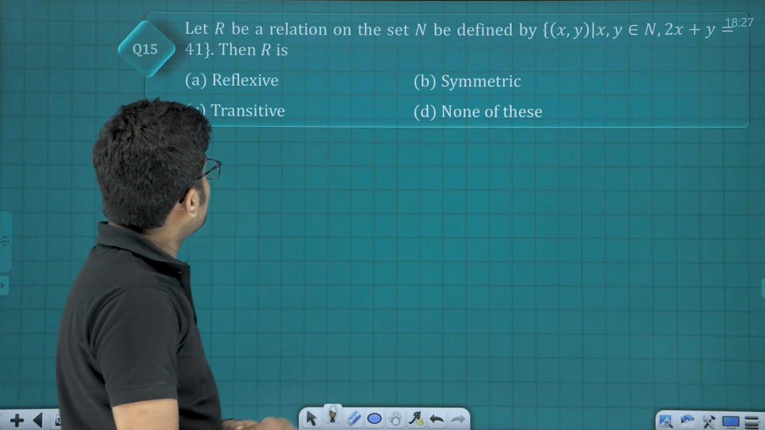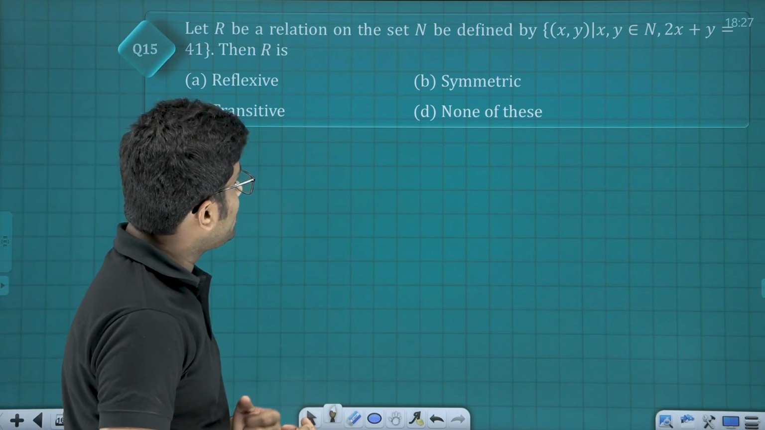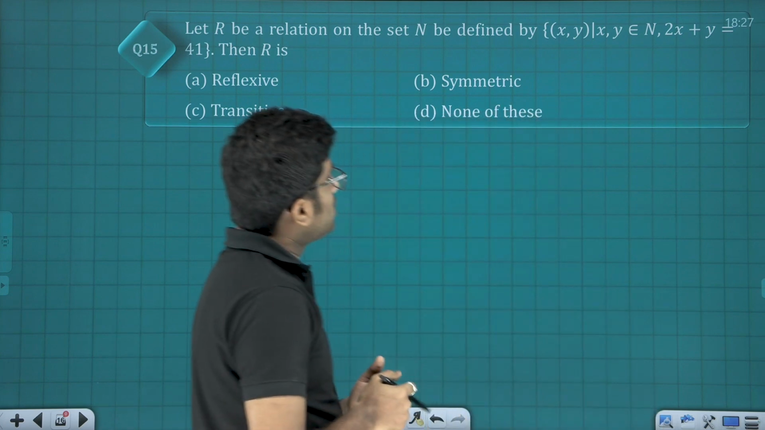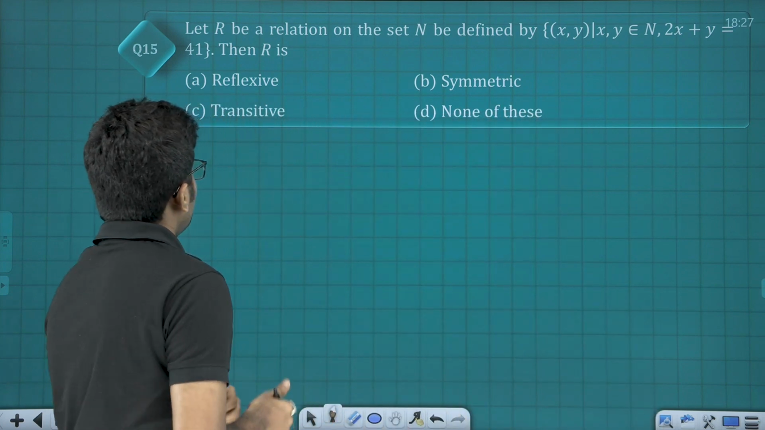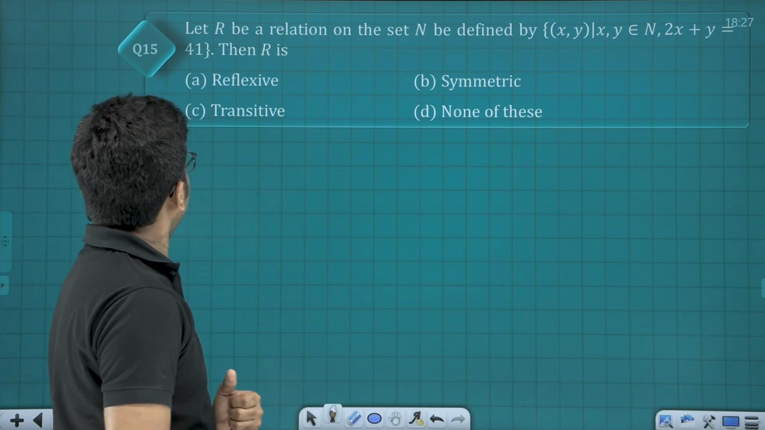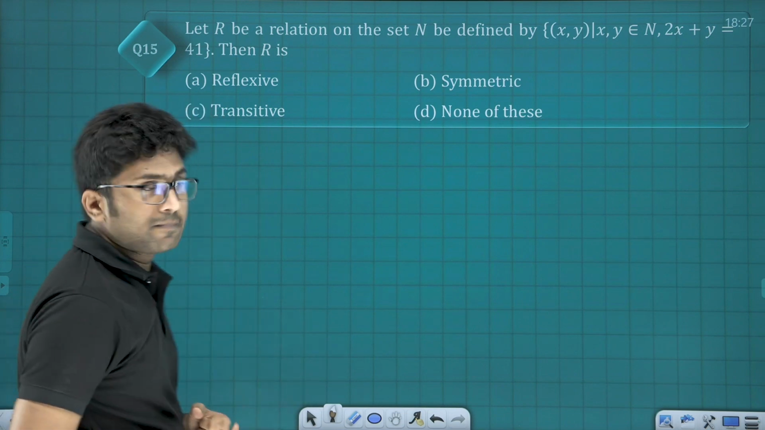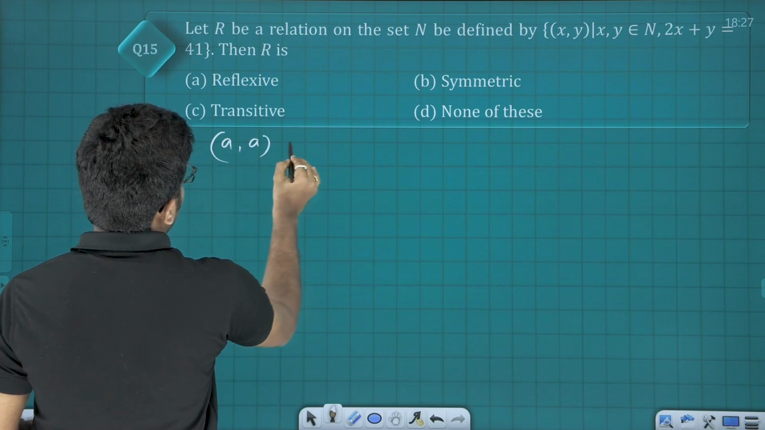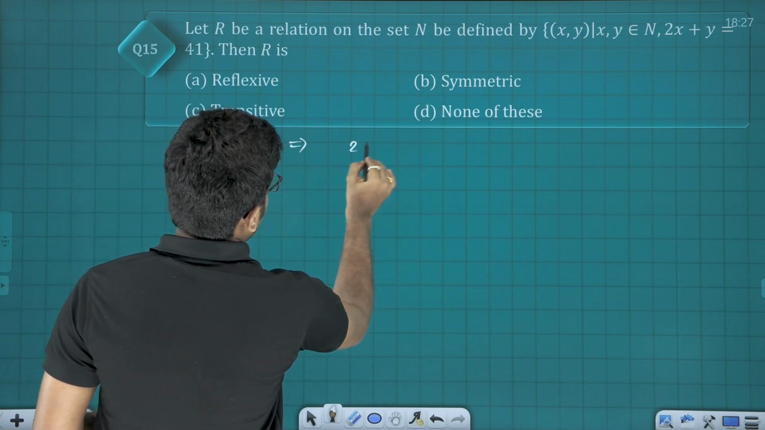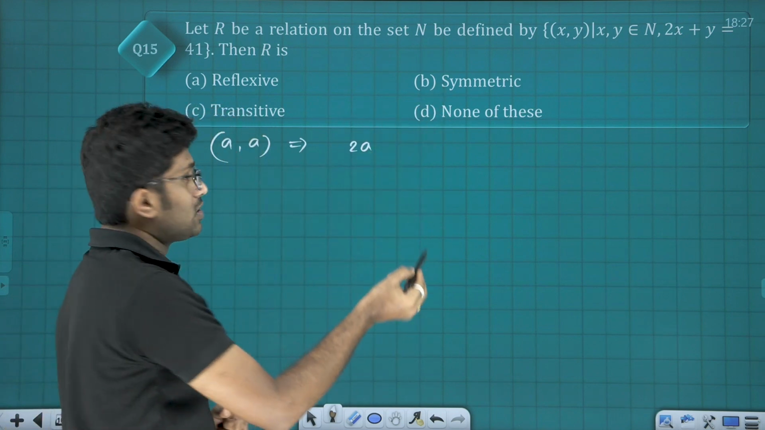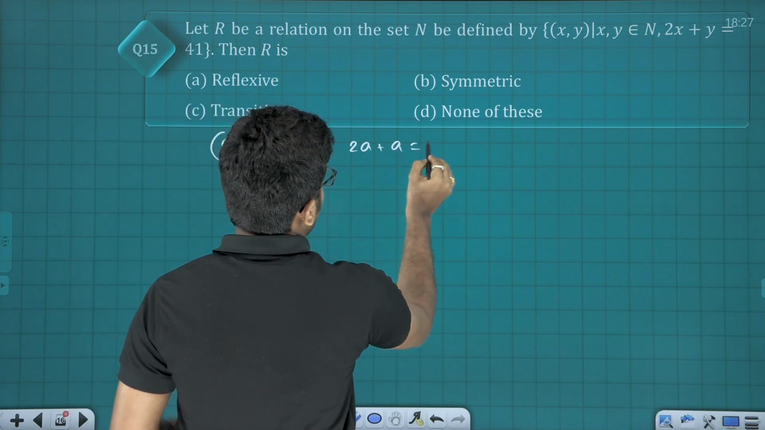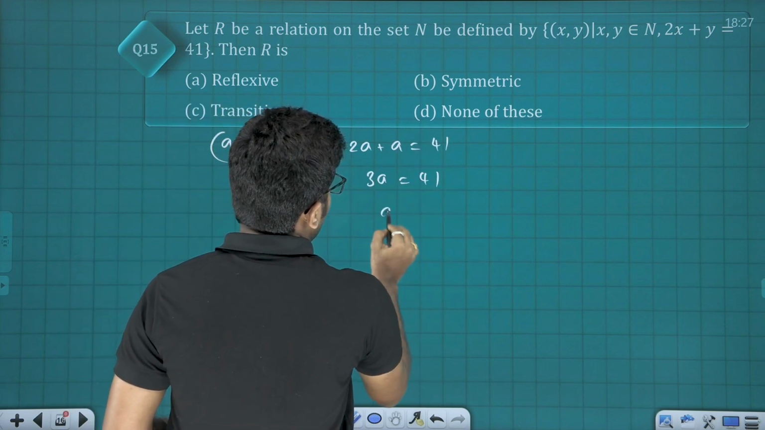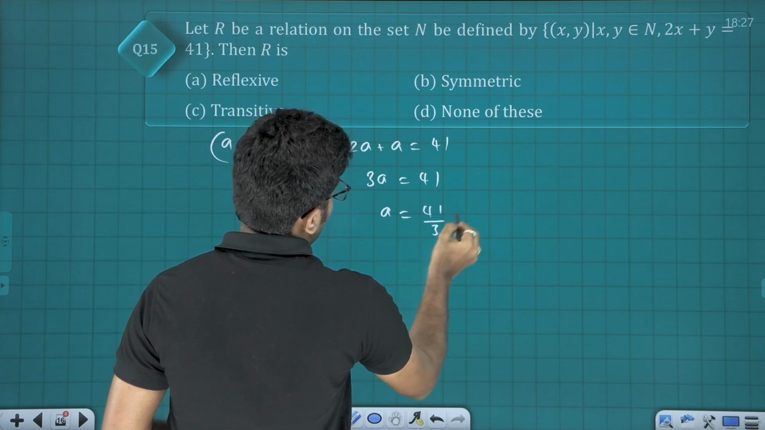Next, 15th question. Let R be a relation on the set N defined such that (x, y) belongs to N such that 2x plus y is equal to 41. Then R is reflexive or what is that? First, to check whether it is reflexive or not, (a, a) should be there, right? So let's put in place of x a, in place of y also a. 2a plus a is equal to 41. 3a is equal to 41. a is equal to 41 by 3.